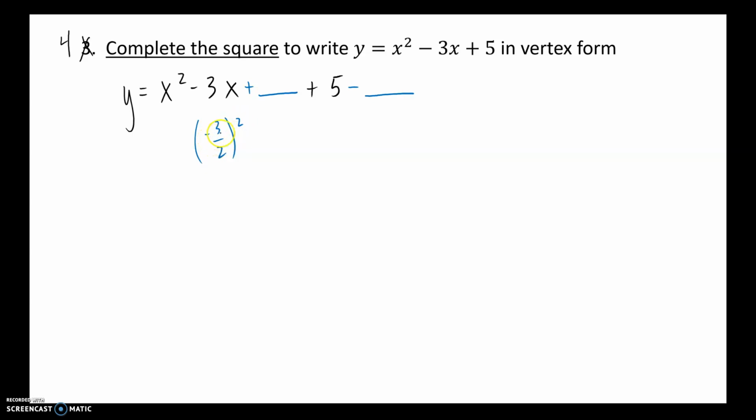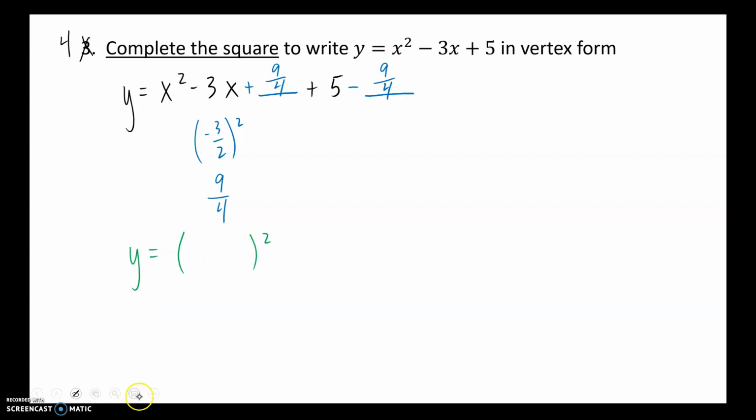Okay, when I square a fraction, negative 3 squared is 9, 2 squared is 4. So 9/4 is what I'm actually adding to my expression. So that means I have to subtract 9/4. All right, I automatically know the general form, something squared.